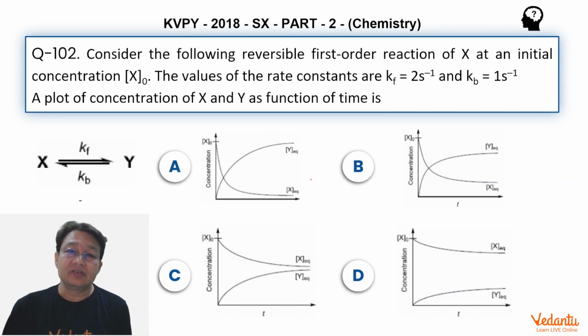Here is a question. Consider the following reversible first order reaction of X at initial concentration X naught. The value of the rate constants are Kf equals 2 second inverse and Kb is 1 second inverse. A plot of concentration of X and Y as a function of time is. Four options are given. So let us try this problem.